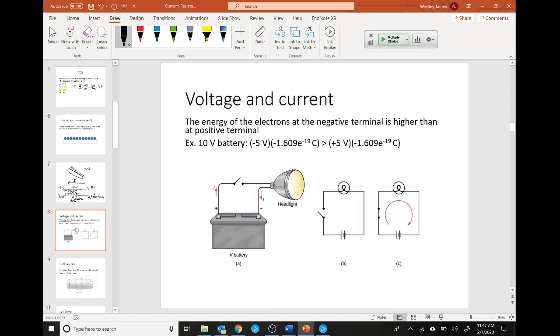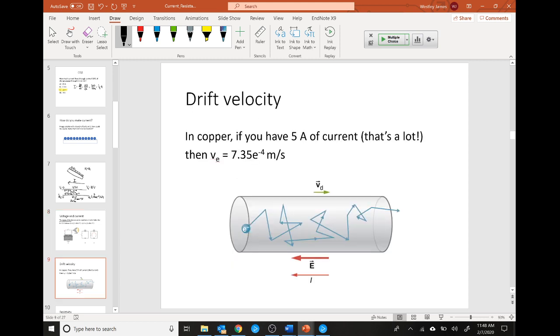So there you go. Just kind of showed that already. Electrons are going to move from higher to lower energy. Current flows in the opposite direction. So same thing that I already said.